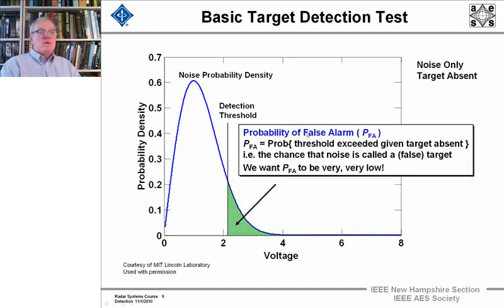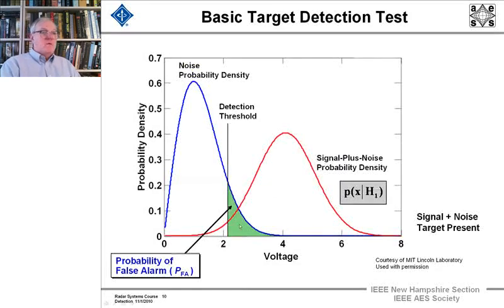Now the probability of false alarm is the integral of this noise probability density from the threshold up to infinity. It's the probability that the threshold is exceeded given target absent, i.e. the chance that noise caused the false alarm. And we want this probability of false alarm to be very, very low, as low as possible.